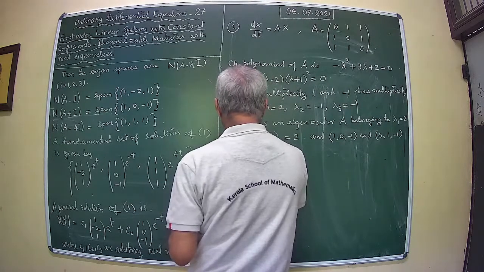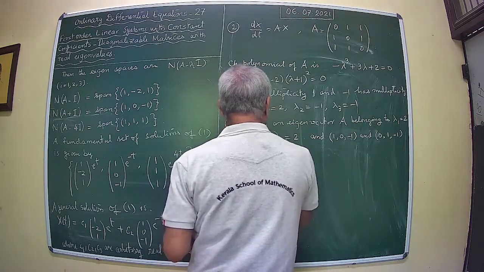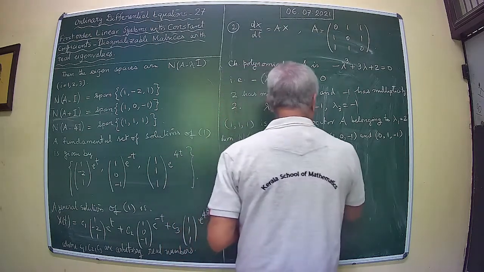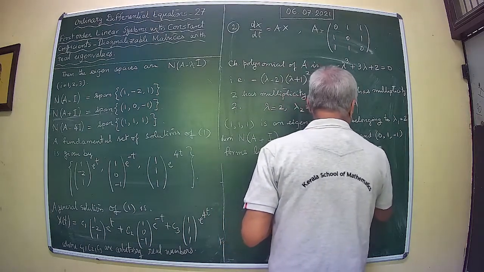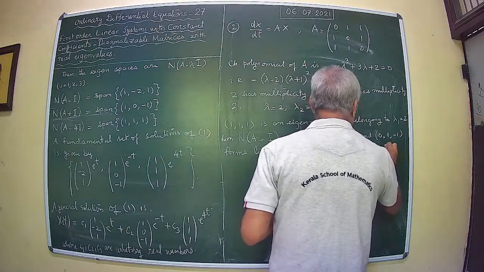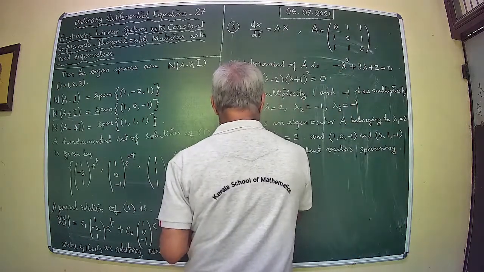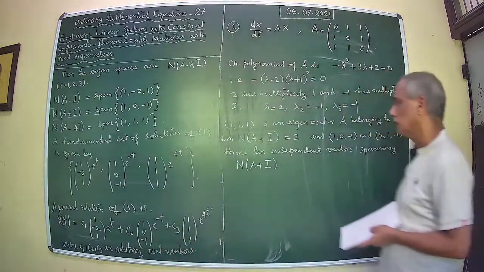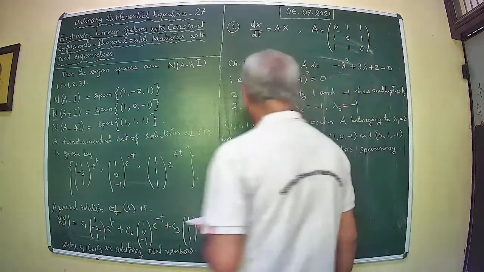These form linearly independent vectors spanning the eigenspace. Right. Therefore, you get the corresponding solution for the problem.